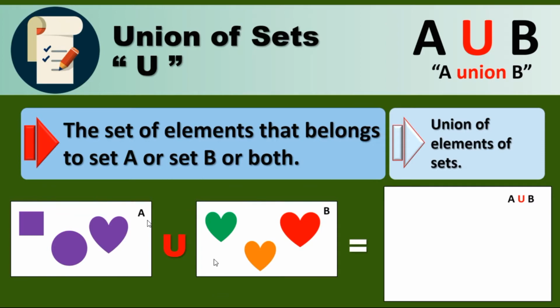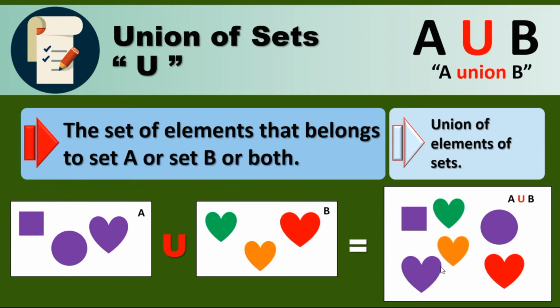Our set A contains square, circle, and heart, and our set B contains violet heart, green heart, orange heart, and red heart. Let's take its union. A union B is equal to the set that contains, of course, the square, the circle, the violet heart, the green heart, the orange heart, and the red heart. Very good. This simply means union of elements of sets A and B.